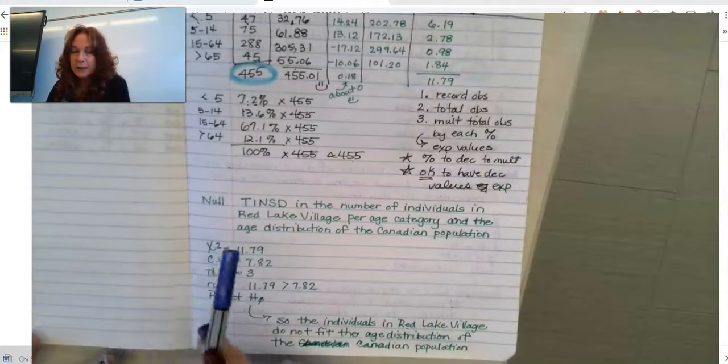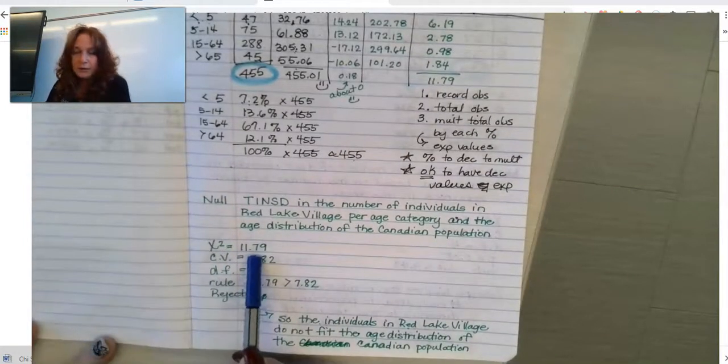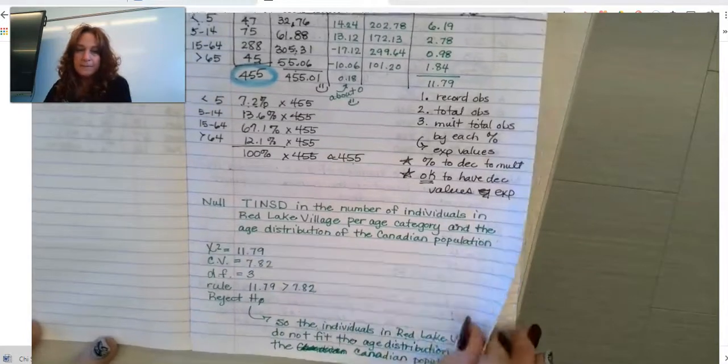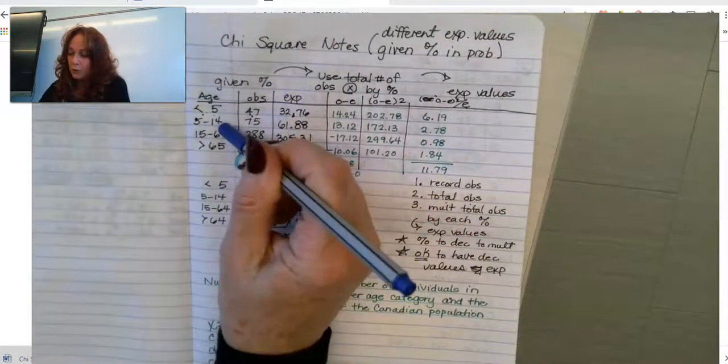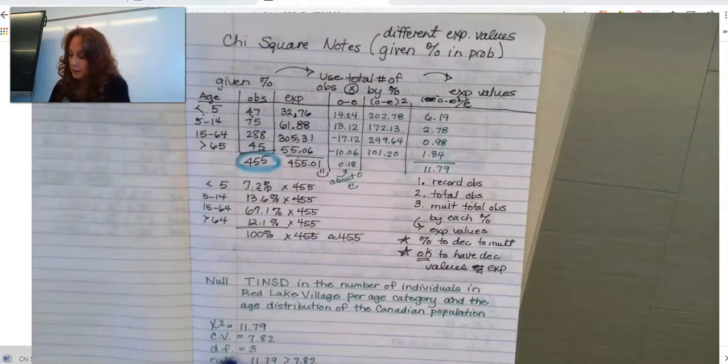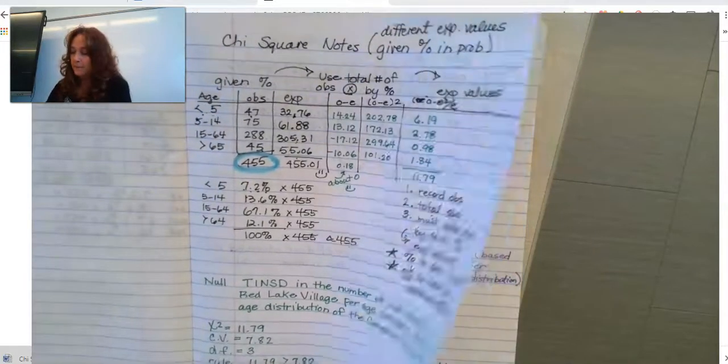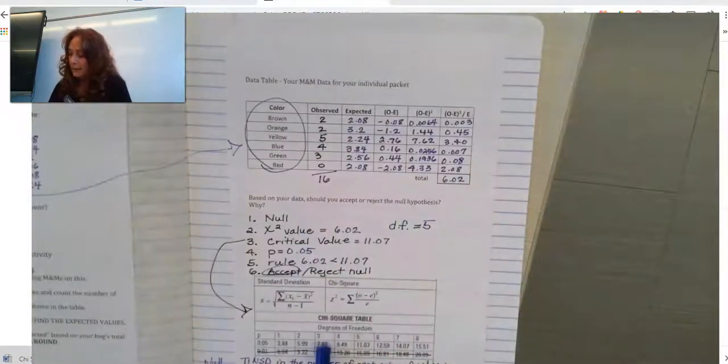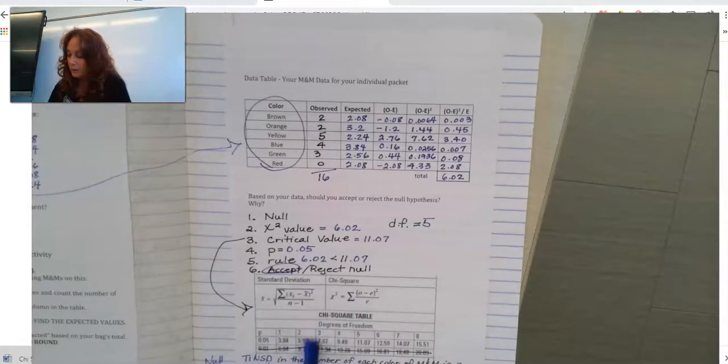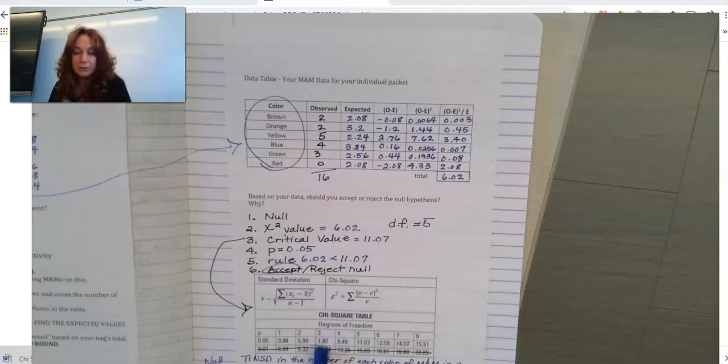So all the details that I needed, here's my chi-square value of 11.79. I have 1, 2, 3, 4 categories. So my degrees of freedom are 3. So if I go look at my table, 3 degrees of freedom, p-value of 0.05, the number I need as my cutoff, where it's too big and your differences are too big, is 7.82.